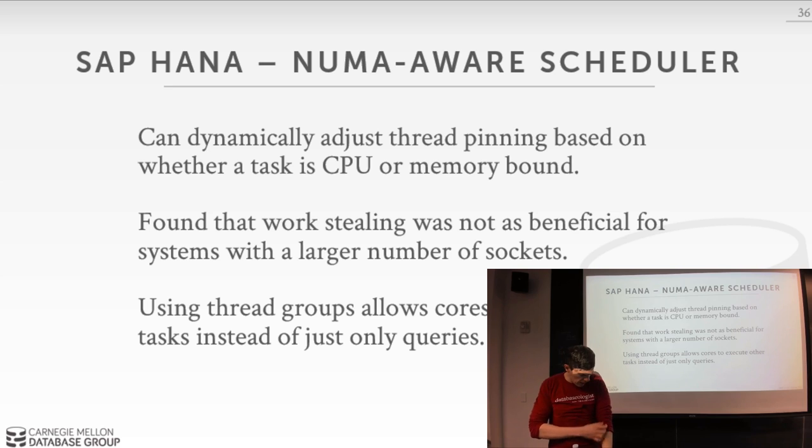I was at a SAP HANA seminar two years ago, and they talked about one of their customers maxing out the total amount of memory available on Intel CPUs, right? Even though Intel has 64-bit addresses, it's actually 2 to the 48 addresses, and they had some customer maxing out that amount. And they had a crazy number of sockets in this machine. So in that environment, work stealing was not beneficial, not good for you.